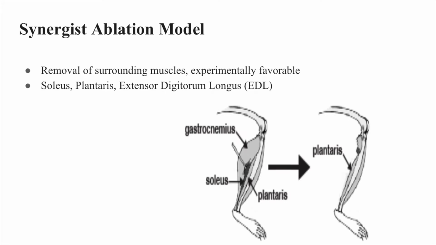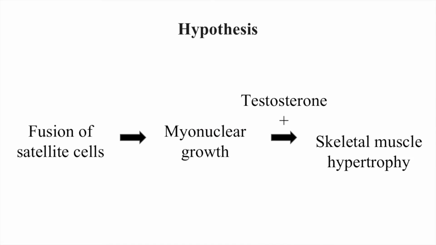This figure is a representation of the synergist ablation model. The figure shows how the removal of the gastrocnemius and soleus muscles helps in isolating the plantaris muscle to not allow it to work in synergy. The hypothesis of this research is that testosterone-induced muscle hypertrophy is driven directly by satellite cell activation and subsequent myonuclear accretion.